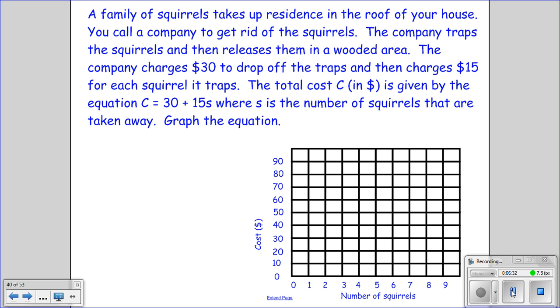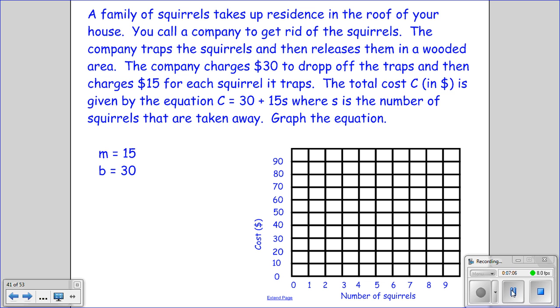Story problem time. A family of squirrels takes up residence in the roof of your house. You call a company to get rid of the squirrels. The company traps the squirrels and then releases them in a wooded area. The company charges $30 to drop off the traps and then charges $15 for each squirrel it traps. The total cost, C, in money, is given by the equation C equals 30 plus 15s, where s is the number of squirrels that are taken away. We're going to graph the equation.